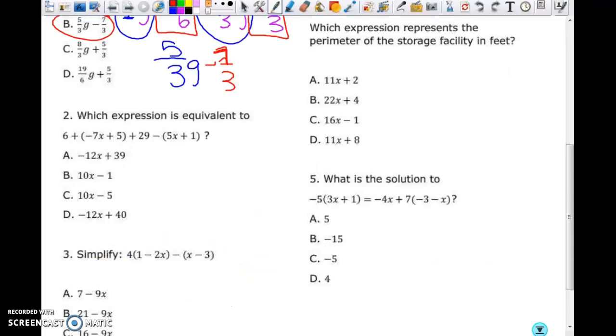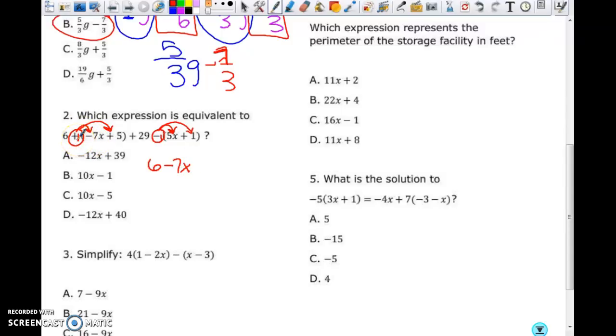Okay, now problem number 2, which expression is equivalent? So I'm looking at my answer choices. Okay, so they just took the expression and simplified it. So how are we going to simplify? Again, we're going to combine our like terms, but the first thing I need to do is distribute. So I see that there is a positive 1 right here to distribute, and there is a negative 1 right here to distribute. Okay, so I'm not distributing the 6, so I'm just going to go on ahead and rewrite it. We know that this positive 1 times a negative 7 is not going to change anything. So I still have a negative 7x.